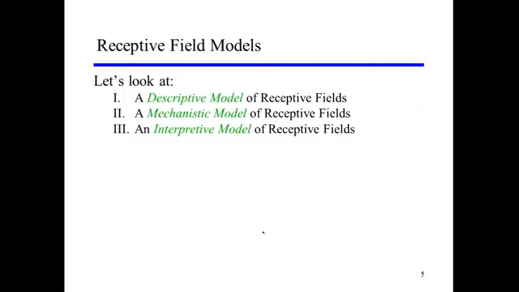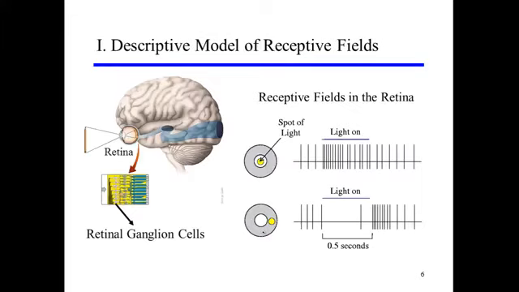So what we'll do now is we'll look at the three different types of computational models that we mentioned earlier: descriptive, mechanistic, and interpretive models, and we're going to build these models for the concept of receptive fields. So first, let's look at descriptive models. So how do you build a descriptive model of a receptive field? Well, let's take the case of the retina.